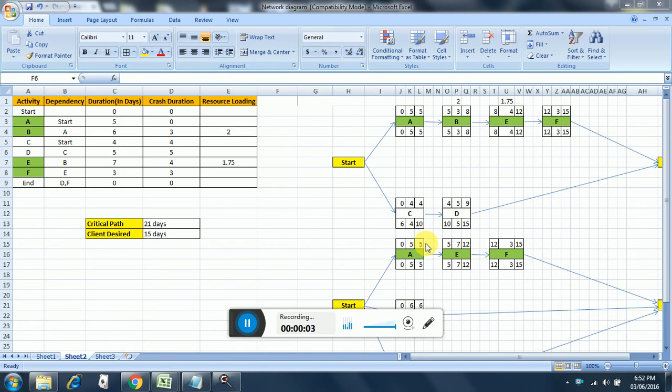Hello everyone. You have already seen one lecture of mine on network diagrams, how to predict the time, the critical path, the duration, the dependencies and all. So this presentation will be an extension to the earlier one, and it's the same example with the same duration and with the same activities as well as dependencies. Here I have included two extra columns: crash duration and resource loading.